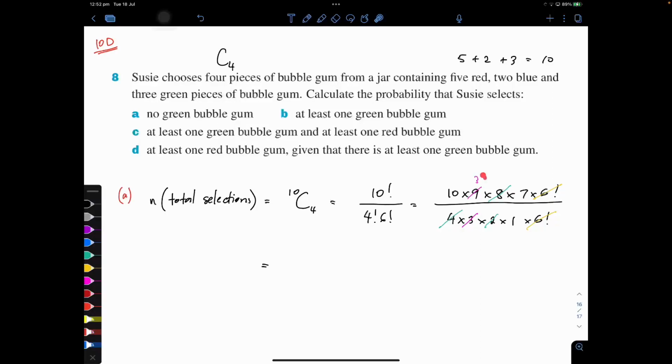So we've got 3 times 7. The denominator is 1, yeah? 3 times 7 is 21. 21 times 10 is 210, like Anujan said.